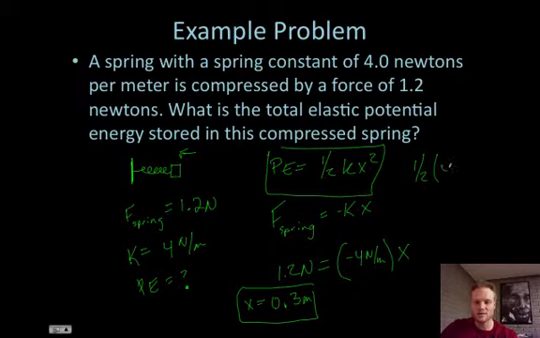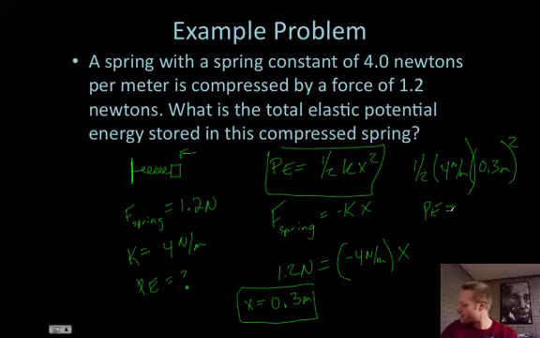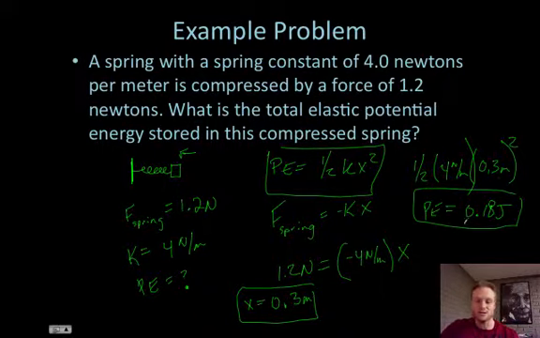1/2 k, which is 4 newtons per meter, times x, which is 0.3 meters. And if I do that math, and I've got to square this. Almost made a mistake there. Got to square that. And if I do that math, I get a potential energy of 0.18 joules. And that's supposed to be an 8. Let me fix that. Potential energy of 0.18 joules. Okay? So that's kind of the type of problem I could throw at you. It would be something like this.